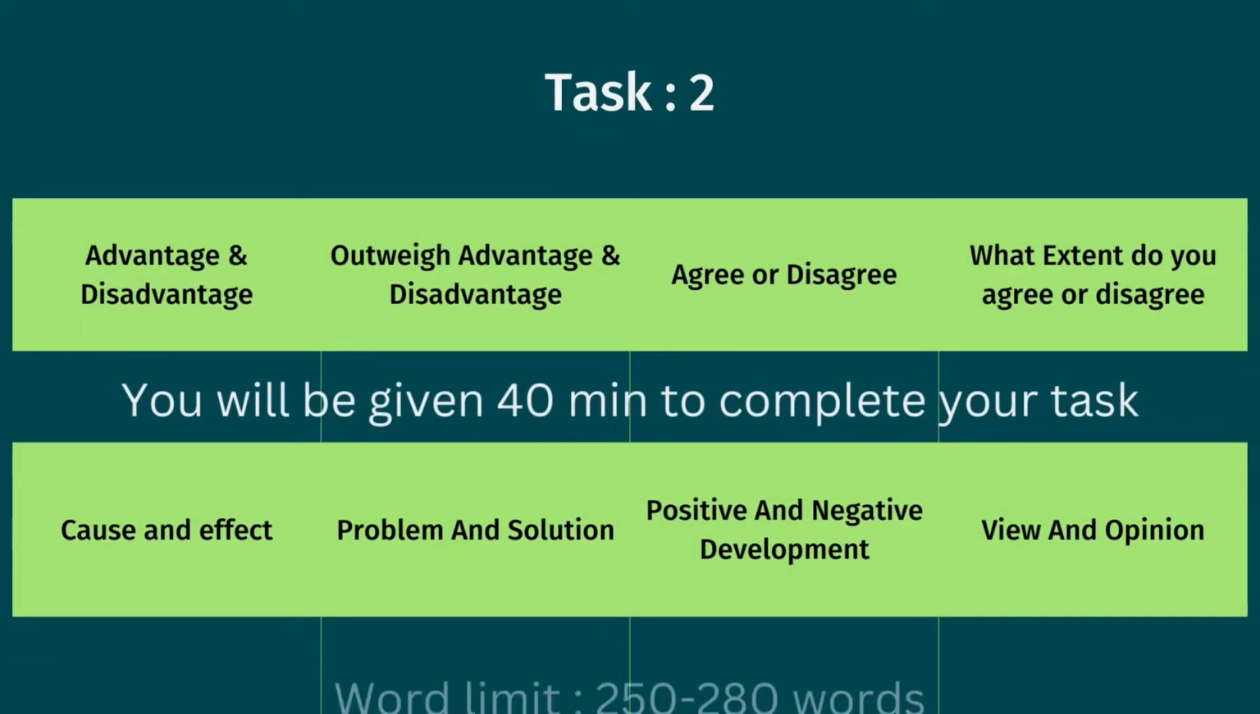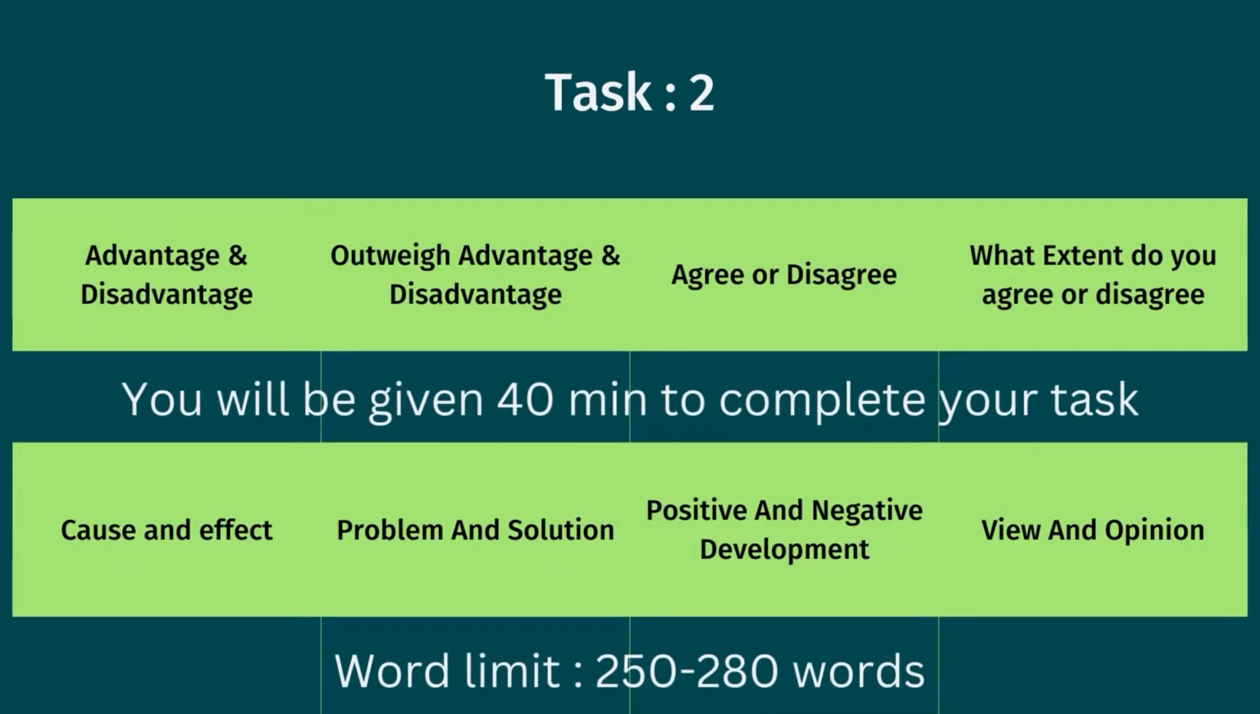And if we talk about task 2, there are 8 types of task 2. First is advantage and disadvantage, outweigh advantage and disadvantage, agree or disagree, to what extent do you agree or disagree, causes and effects, problems and solutions, positive and negative development, view and opinion. You will be given 40 minutes to complete your task and the word limit is 250 to 280 words.